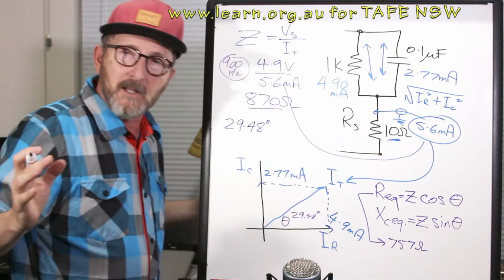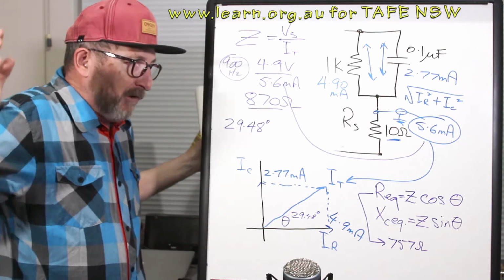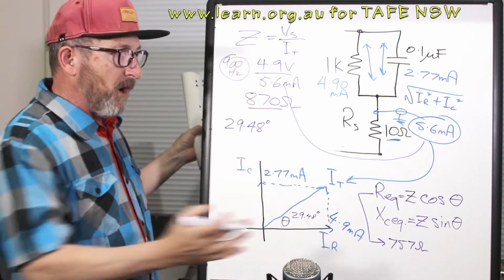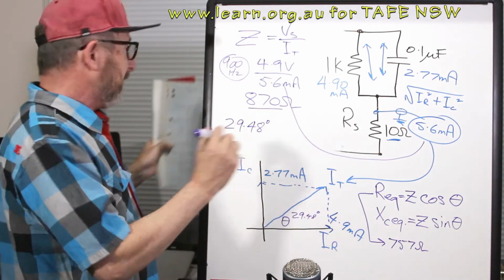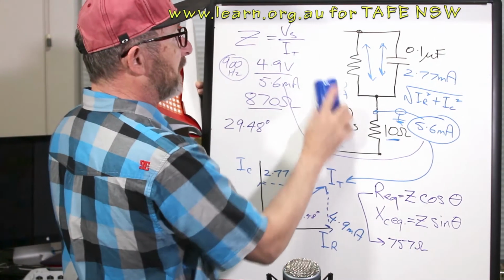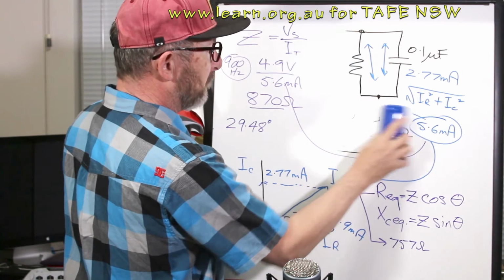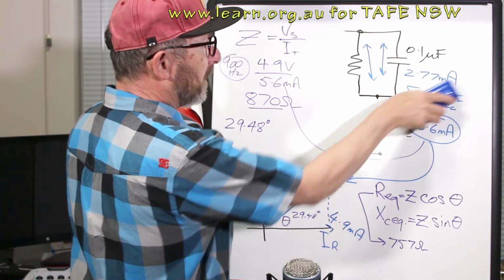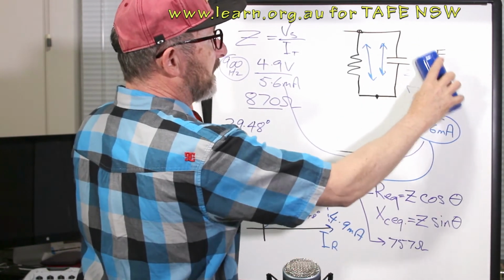What are we doing here though? What is this REQ and XCEQ? Why are we doing this? Let's put a bit of a heading up here. I think we really need to get rid of a bit more stuff on the board. I think we can get rid of that. We can get rid of that.